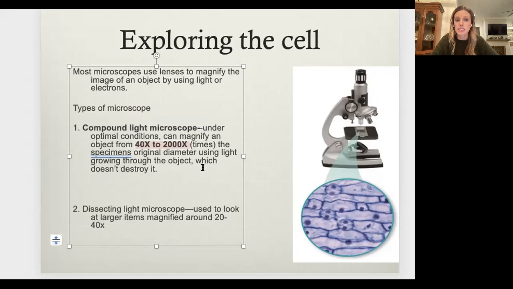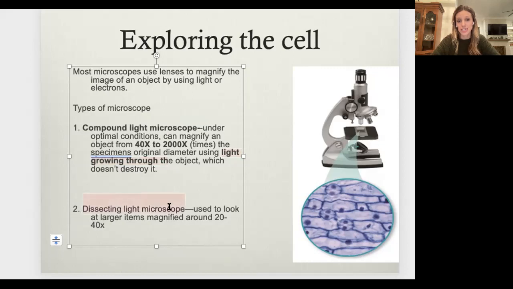So basically it magnifies this specimen's original diameter using the light, so it can go from 40 to 2,000 times. So it just zooms in that amount, okay? This uses light that goes through it. So a compound light microscope sends light through the object. So you can just say light through the object. Basically, when you shoot light through the object, it doesn't destroy it. If you shoot electrons through it, it's going to end up destroying the specimen because the electrons are too powerful. Okay, so that goes with compound light.